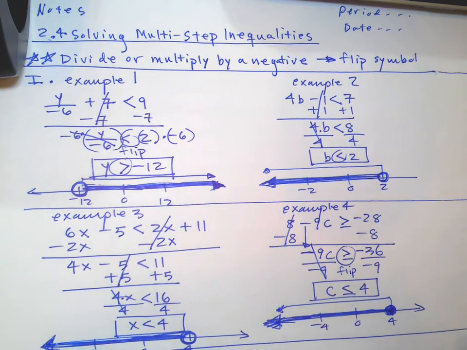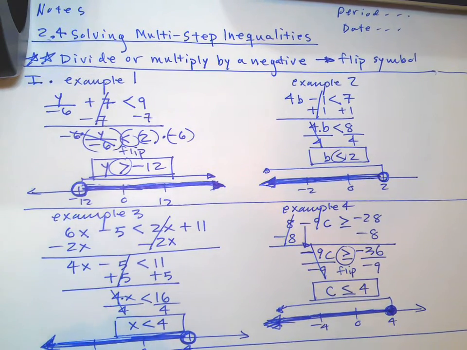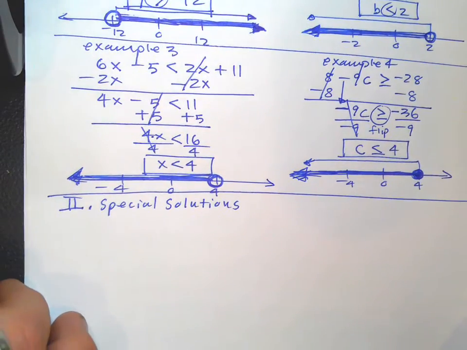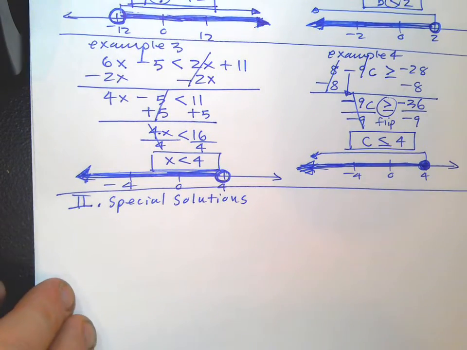Okay, now Roman numeral section 2. We're going to talk about special solutions. I don't think we've talked about this yet. We did with equations. We would sometimes get no solution or all real numbers. Same thing can happen here.